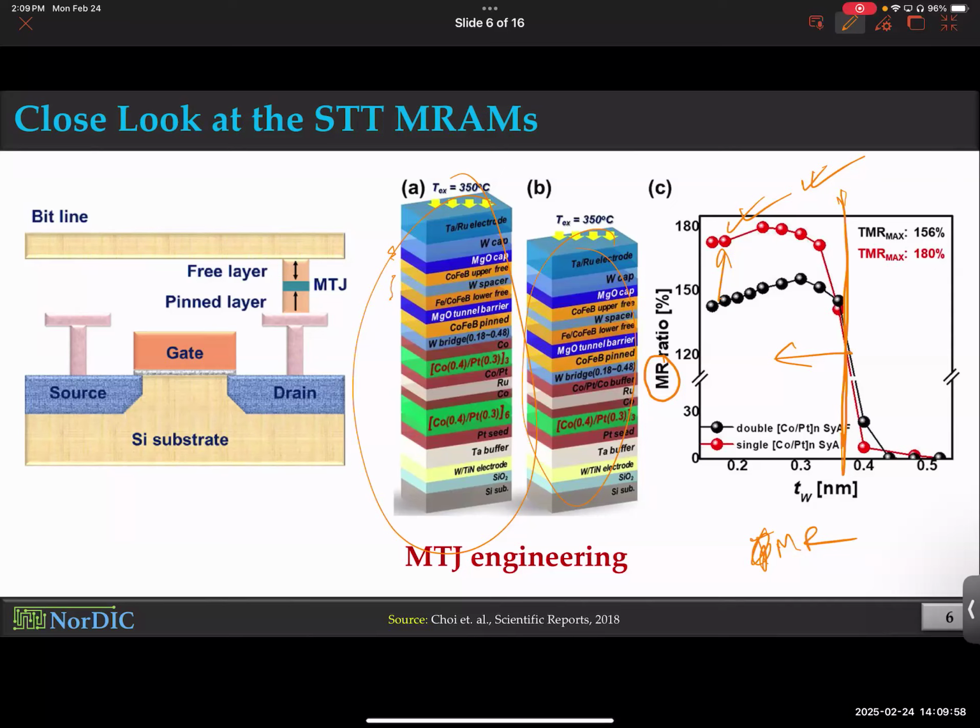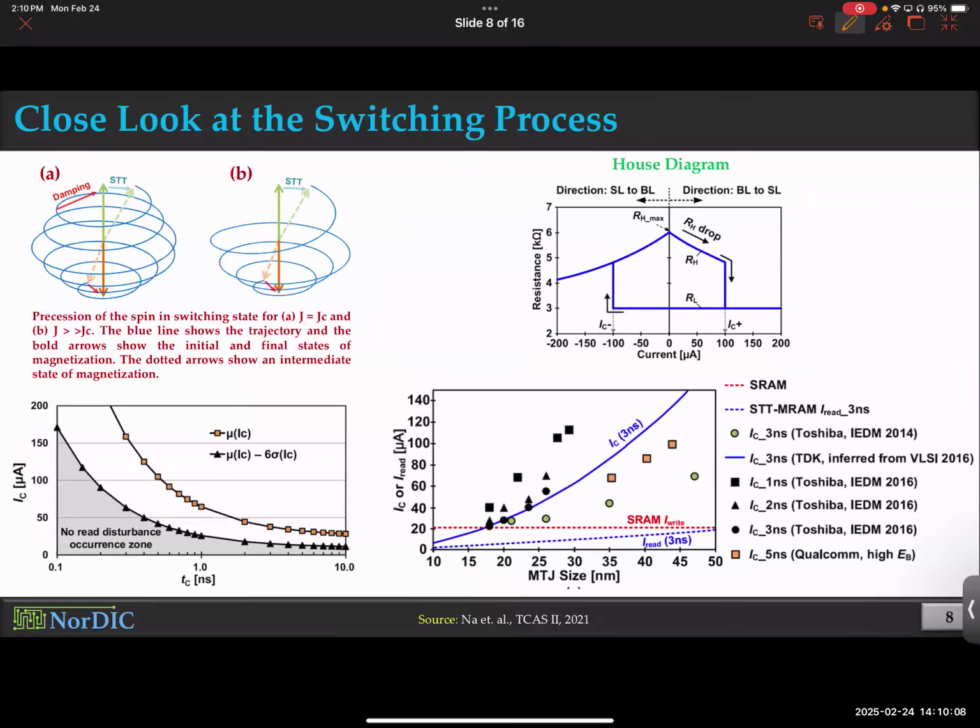MTJ, we started with a very simplistic picture. We'll go back to the simplistic picture again. But in between, there are more material science and chemistry involved in it than we thought before. Okay, slightly more detail about how MTJs switch.